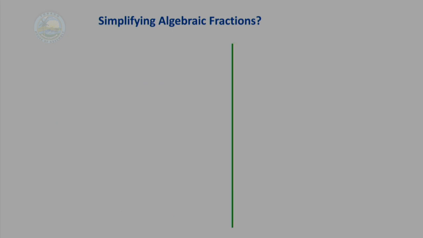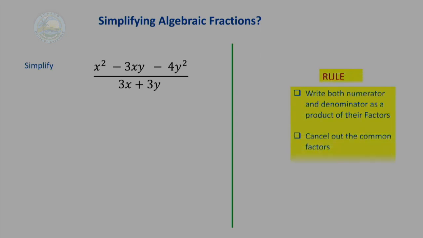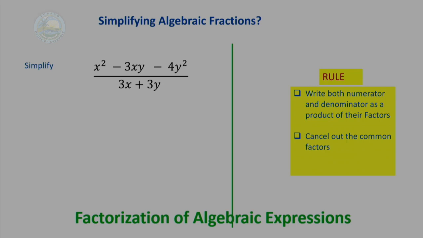Let's look at two more examples, shall we? Look at this one. Oh, this one looks nice. This is x squared minus 3xy minus 4y all upon 3x plus 3y. Again, what are our steps or what is the rule? The rule is to write both numerator and denominator as a product of their factors and to cancel out the common factors. So here, writing both numerator and denominator as a product of their factors, what we need to do is some factorization. So we need to factorize the numerator and factorize the denominator.